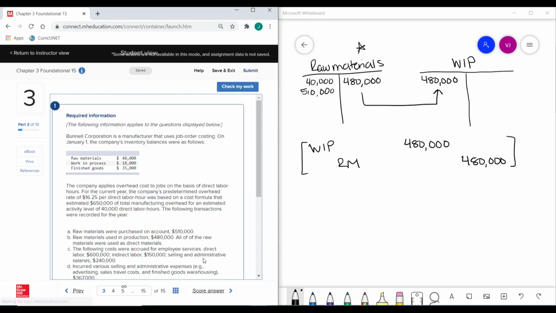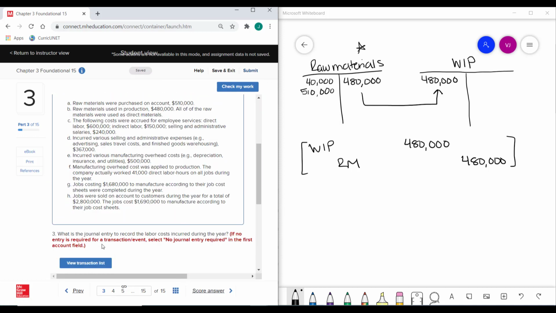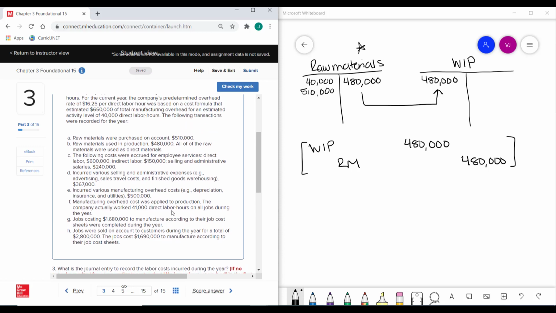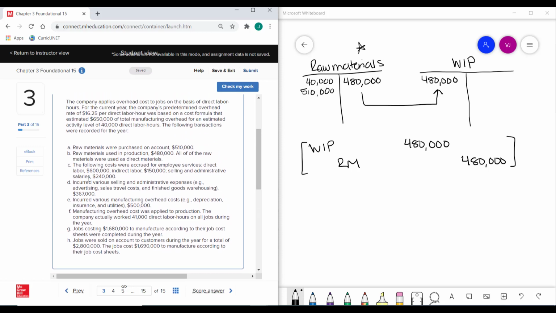Let's see what the next question is asking us here. Number 3, what is the journal entry to record the labor costs incurred during the year? Okay, so for this one, we're going to have to take a look at where they're talking about the labor cost accrued and incurred. So it says, if we look at C, it says the following costs were accrued for employee services. It says there's direct labor of $600,000.